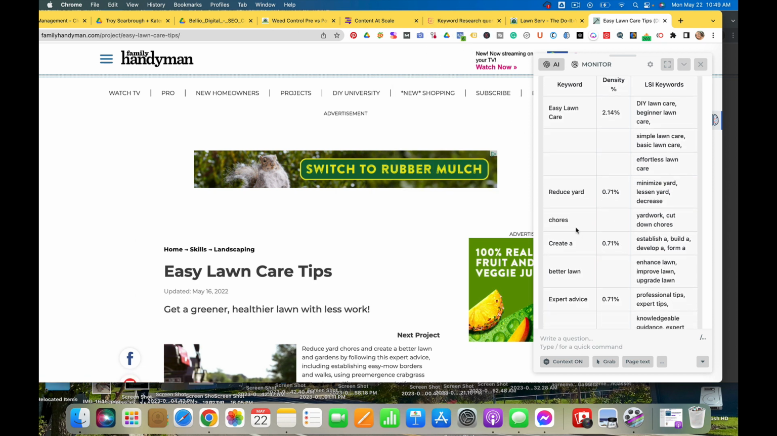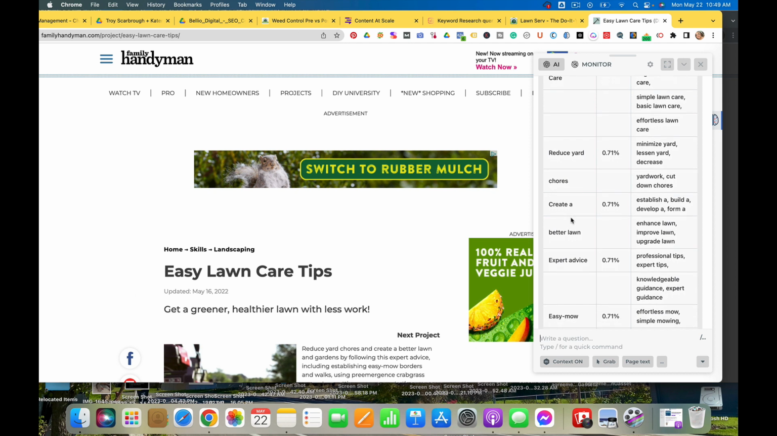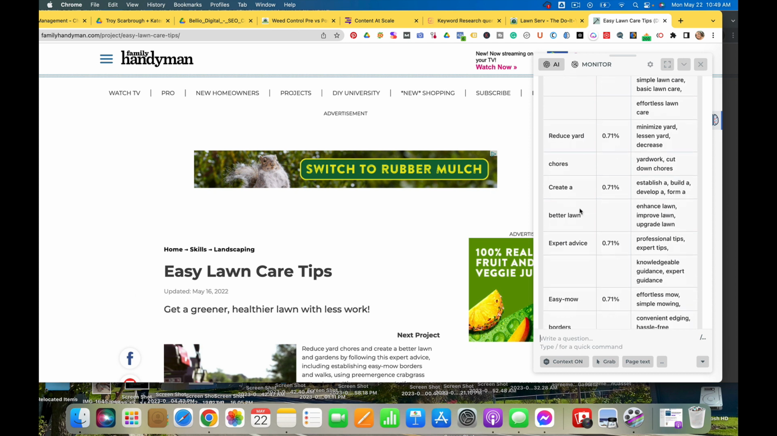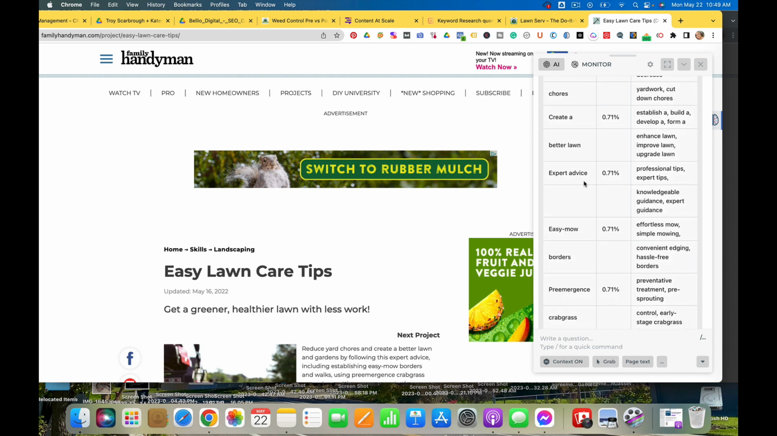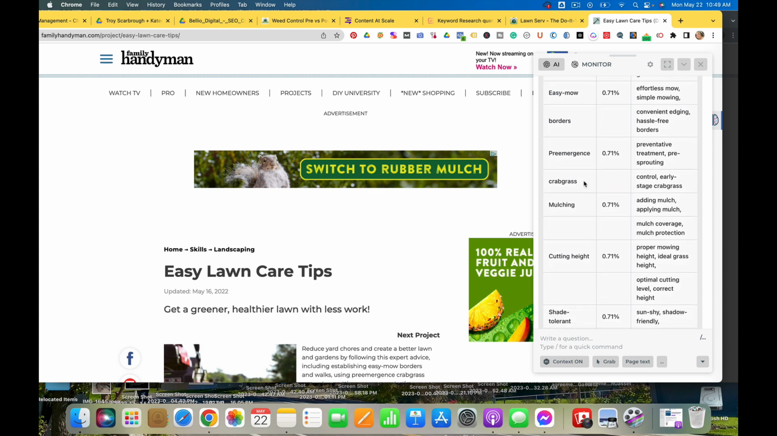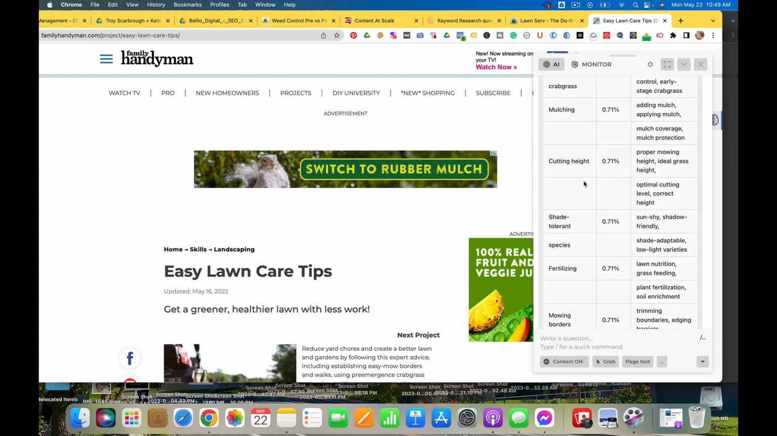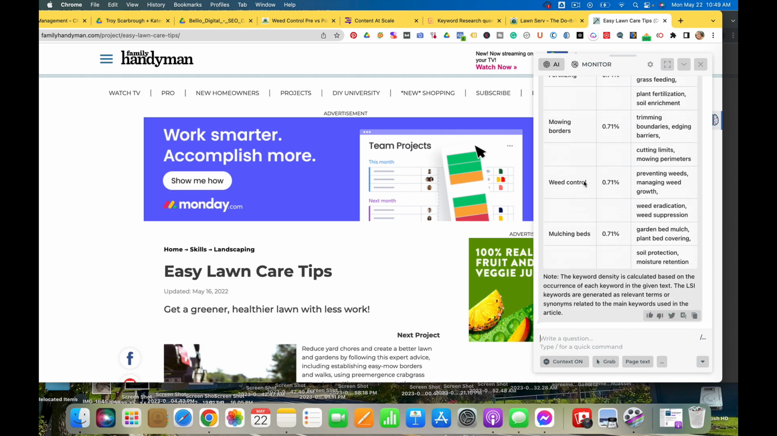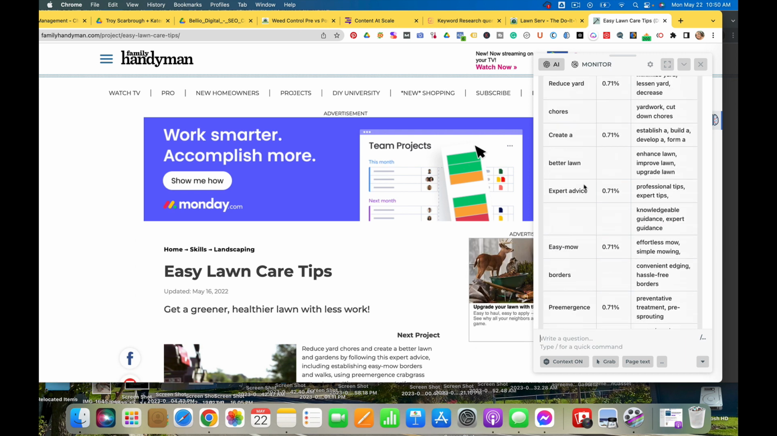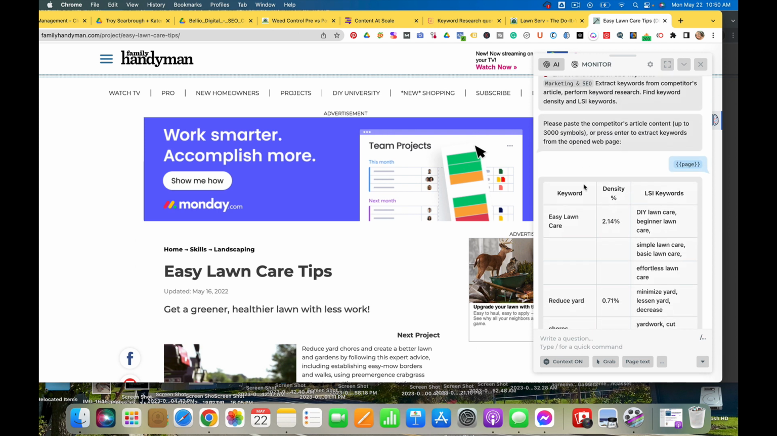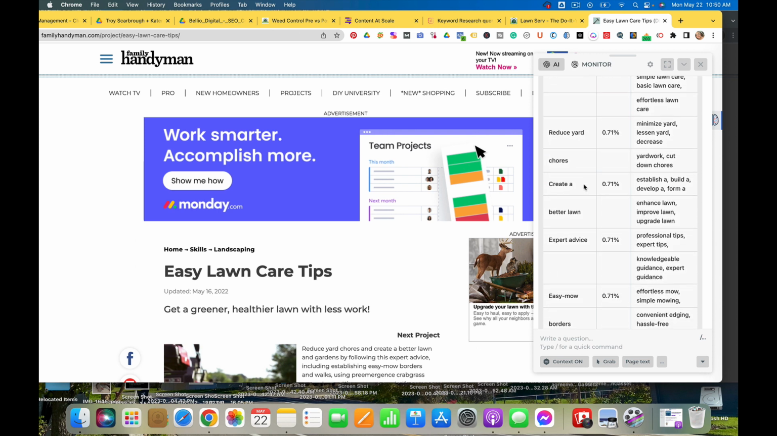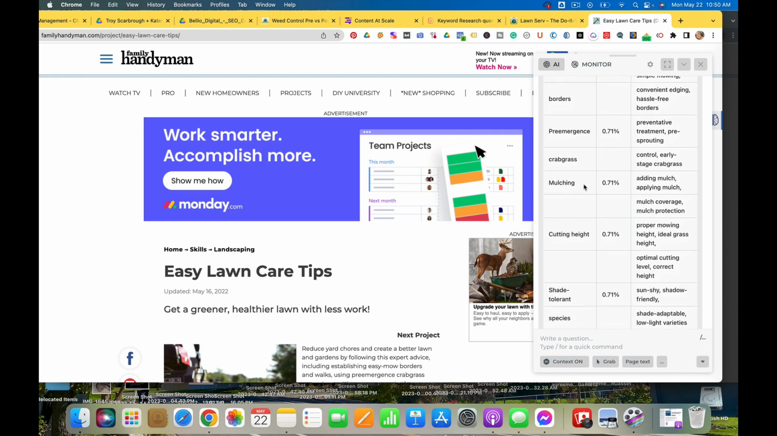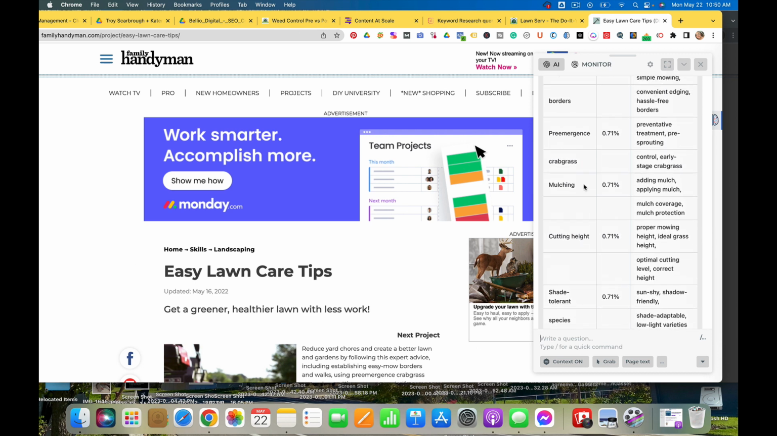But some of these are not keywords, and this is the problem with SEO tools. You still have to use your intuition, because chores is not a keyword, okay? Create a is not a keyword, all right? Expert advice, not a keyword. So a lot of these are not, so you have to look at that and think, is that really going to be something that I want to put in there, right? But at least we know that some of these are going to be keywords that they have in their article that we definitely want to cover.